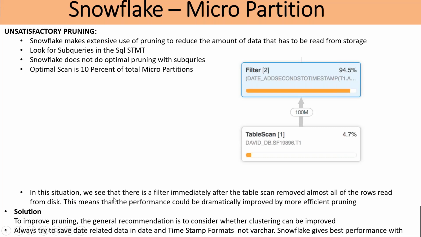In this scenario, we see that there is a filter immediately after the table scan, which removed all of the rows read from the disk. This means that performance could be dramatically improved by more efficient pruning.